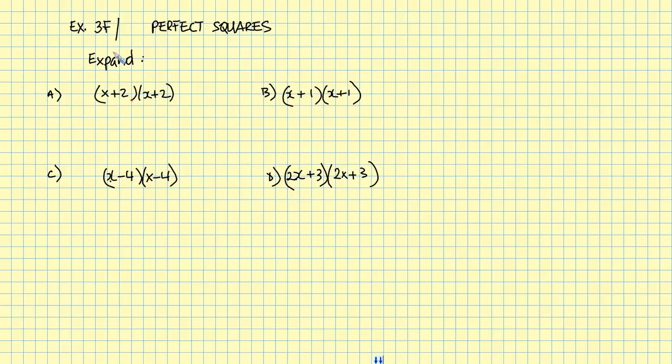Okay? Now, again, I could FOIL these, so let's try it out by FOILing. x times x gives me x squared. x times 2 gives me 2x. 2 times x also gives me 2x, and 2 times 2 gives me 4. I now add my like terms together so that I end up with x squared plus 4x plus 4. Now, I used FOIL on this, okay?